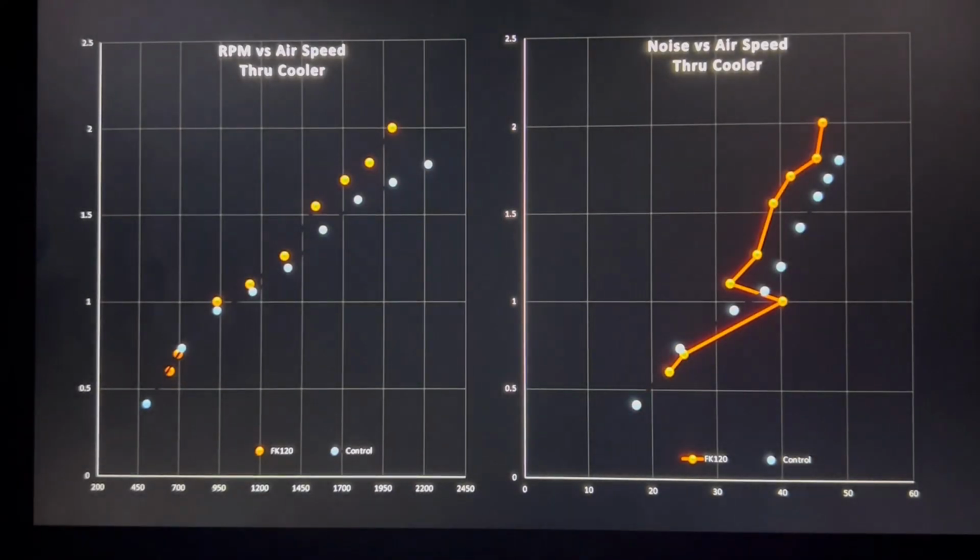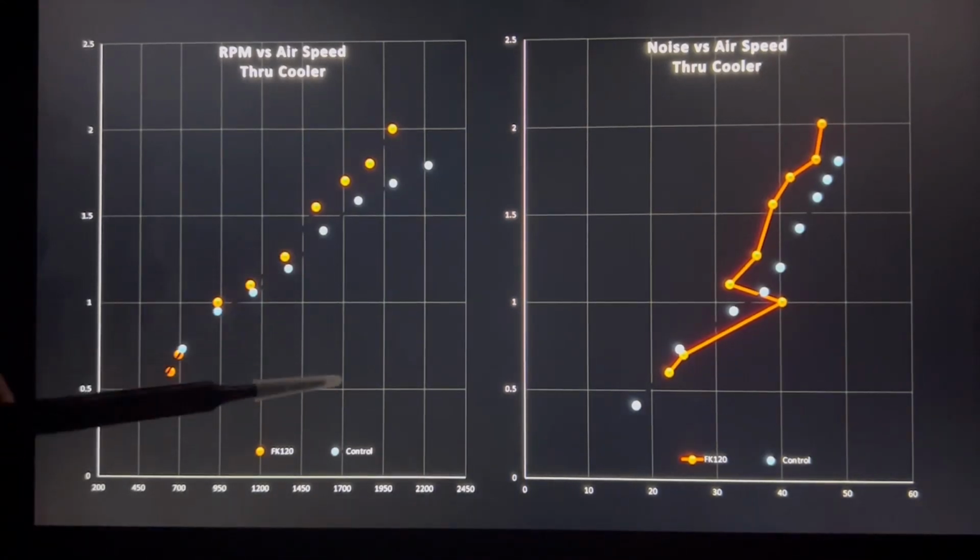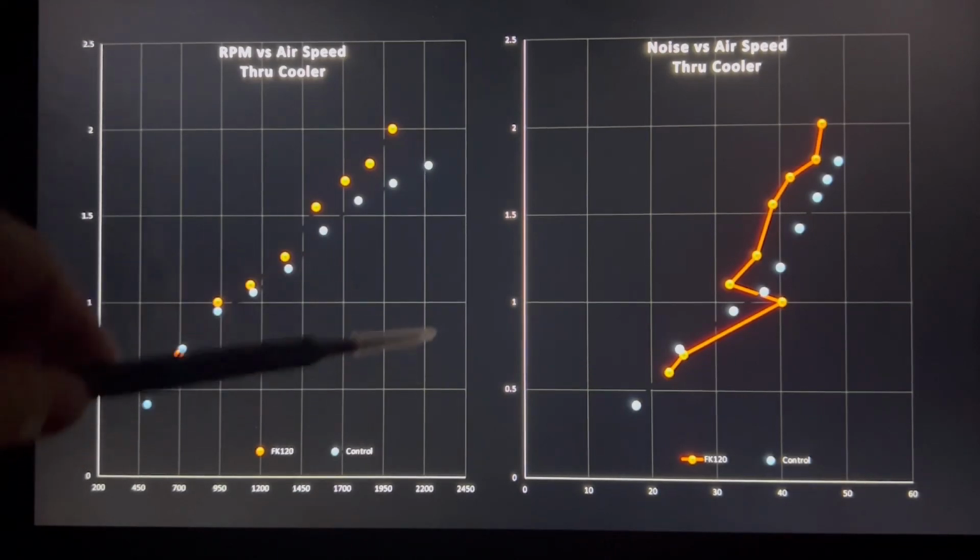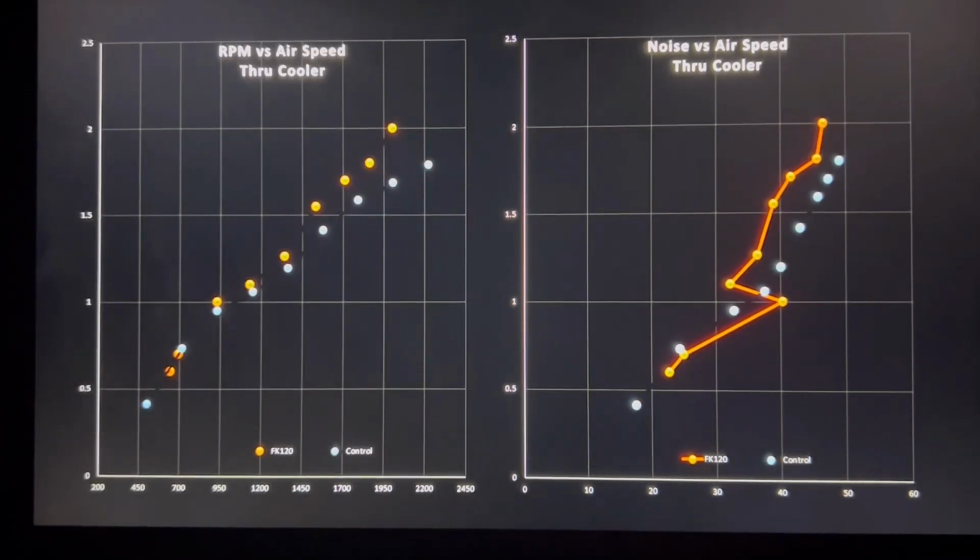Okay, moving on to RPM versus airspeed through my CPU air cooler, which is the Noctua U12A, the single tower dual fan with the A12X25s. So there are two graphs. To the top left is better, to the bottom right is worse, same on both graphs. The left graph is airspeed vertical versus RPM horizontal. On the right one, we have airspeed again vertical and noise level as horizontal.